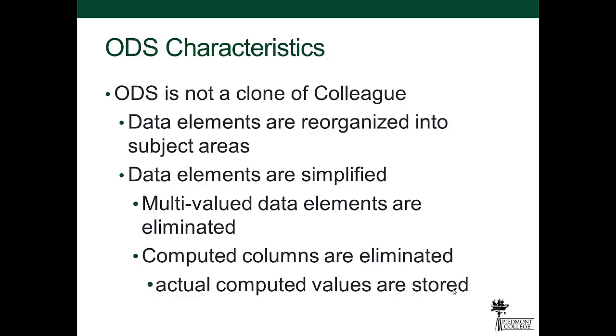Also, computed columns are transformed into their actual values. As you know, computed columns contain equations or recipes for how to calculate the value that particular field represents, like GPA. And it stores this recipe or this equation, not the actual value itself. But in ODS, the computed column is evaluated and that actual GPA value is stored in the ODS data field called GPA. So it makes reporting much easier.